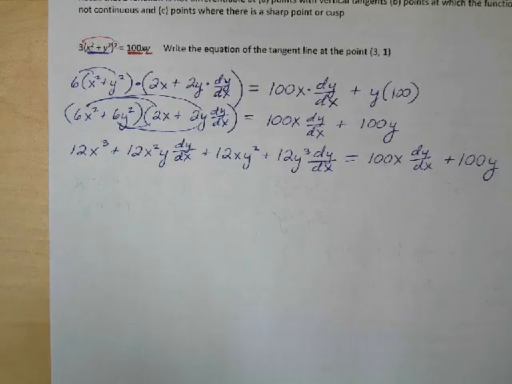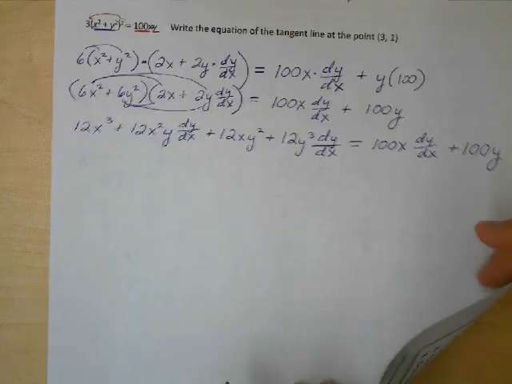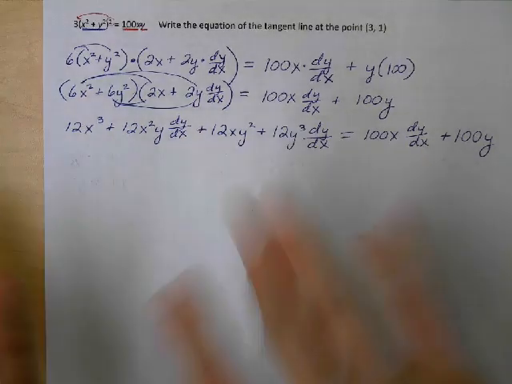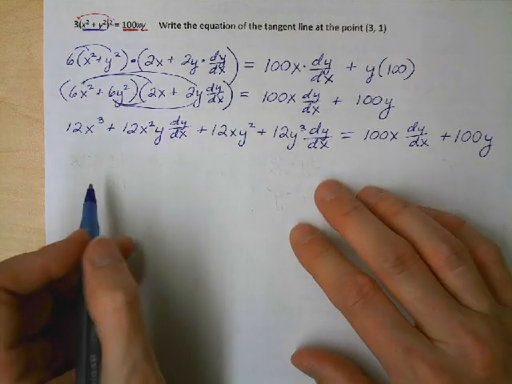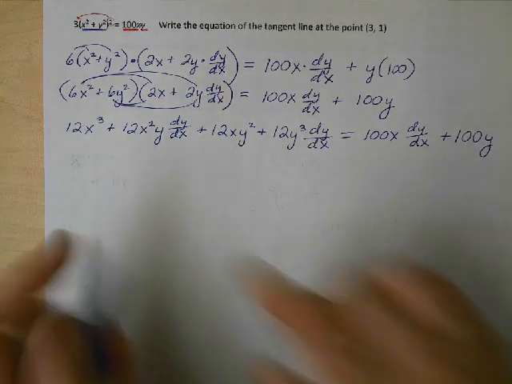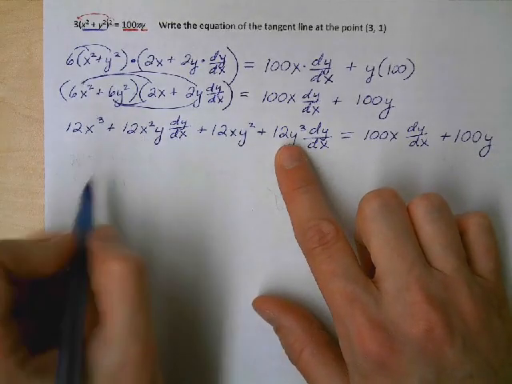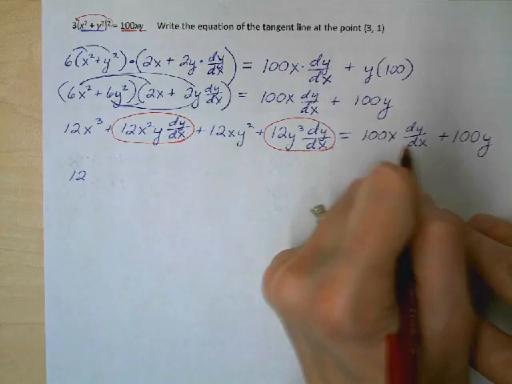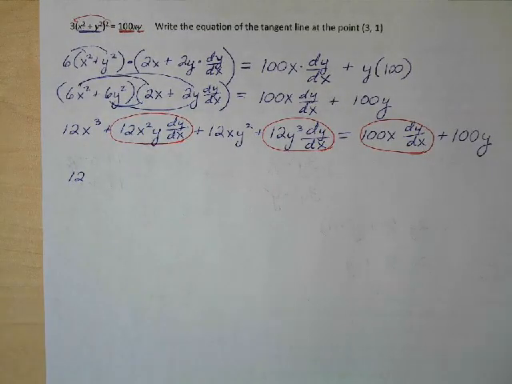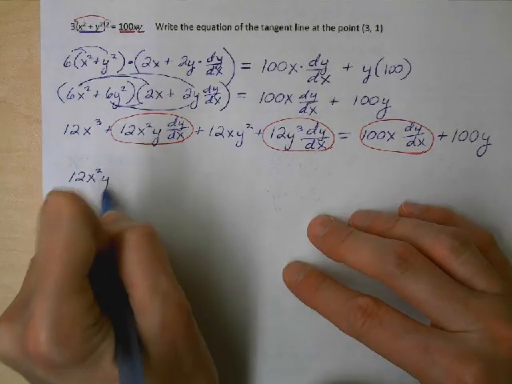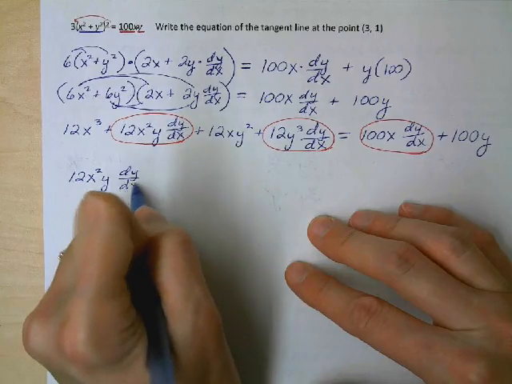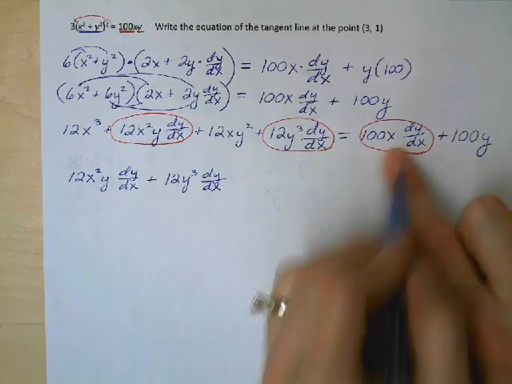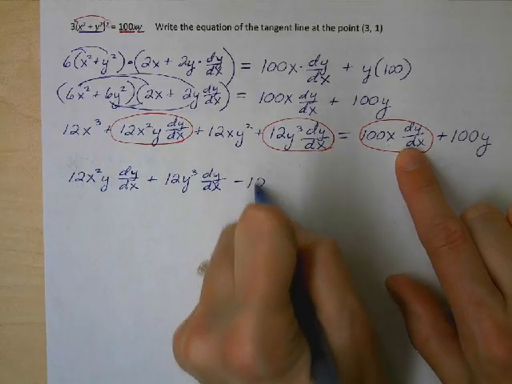So we've got it all figured out now. Then if you read the steps, it said to collect all the dy dx terms on the left and move all the terms that don't have a dy dx in them to the right. So we want to move things around. I'll circle them. These things that have dy dx in them, we want to move to the left. So we have 12x squared y dy dx, we have 12y to the third dy dx, and then how would we move this over? Yeah, subtract this 100x dy dx.